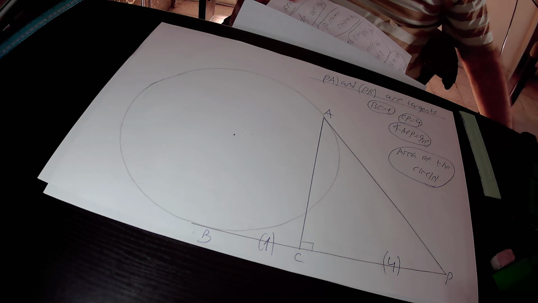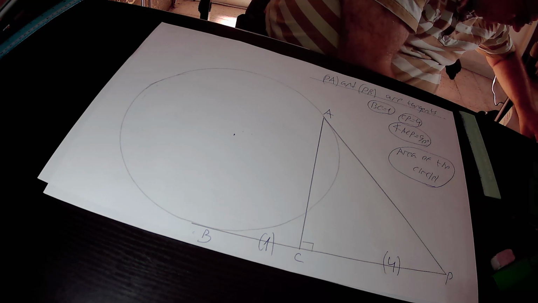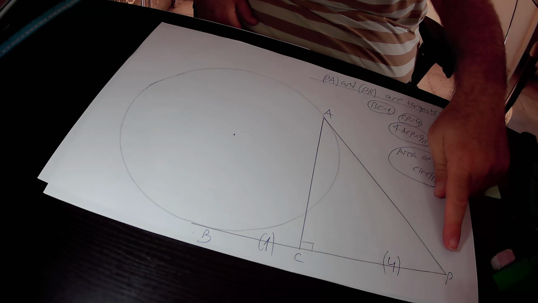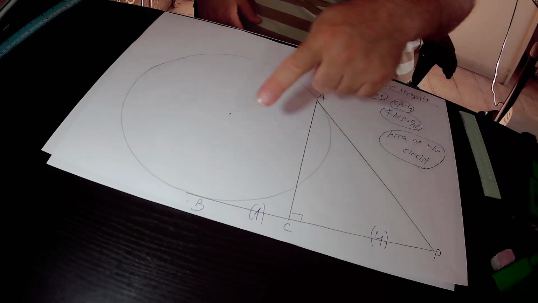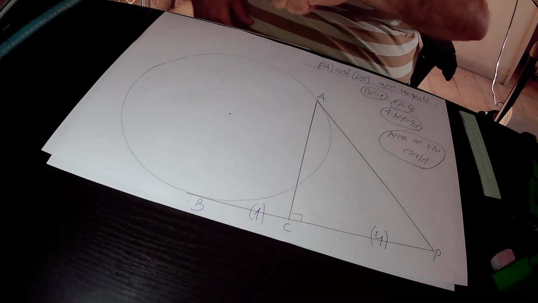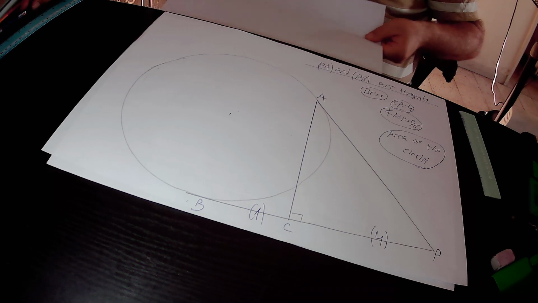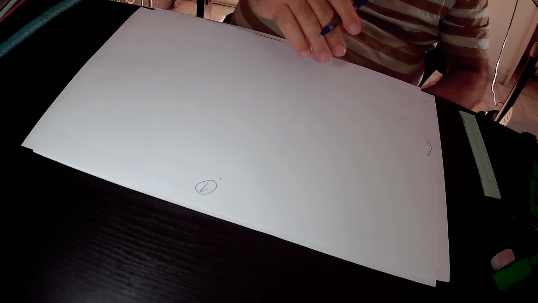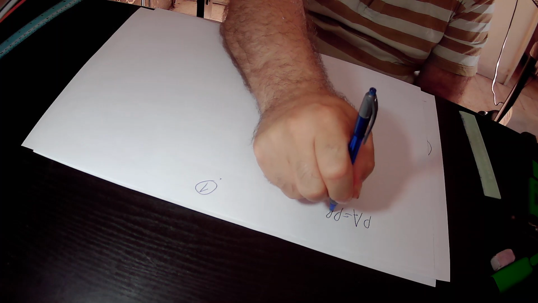Why? Because in our drawing, this is the standpoint point P. From this point P, we have two tangents to the circle, tangent PA and tangent PB. According to rule 2, they are equal to each other. That is to say, PA equals PB. So write it down: PA equals PB according to rule 2.